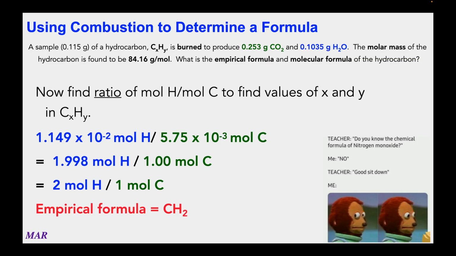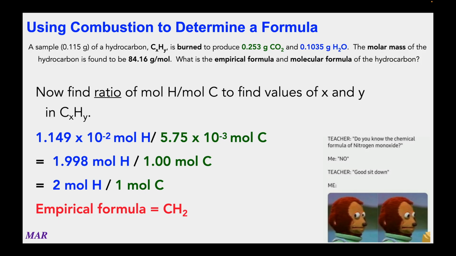And with this other part now we're seeing that this other ratio of hydrogen to carbon is 2 to 1. So what that means is you have 1 carbon for every 2 hydrogens. Your empirical formula, CH2. Woohoo! And I know it's kind of exciting.